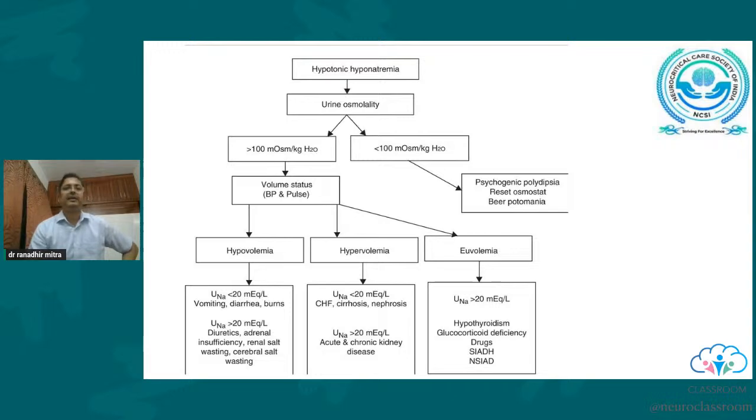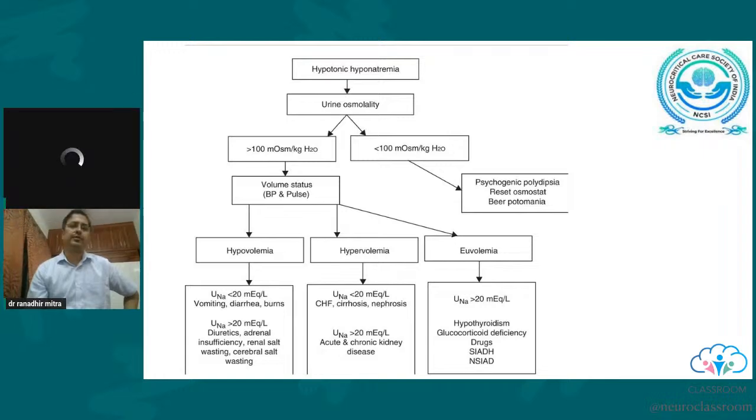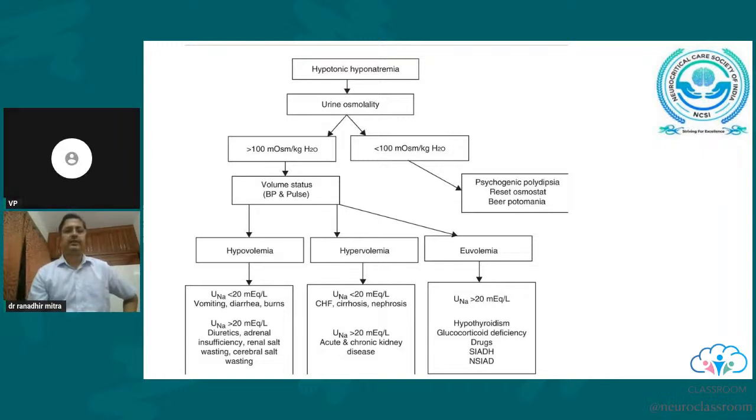But if the kidney is producing concentrated urine, that is hyperosmolar urine in the presence of hypotonic hyponatremia, then we have to look at volume status. If the patient is volume depleted, volume contracted, normally the kidney will try to retain volume and sodium. So the urine sodium is less than 20, and this is a normal action of the kidney. This happens if there is external loss of sodium and fluid, like in vomiting, diarrhea, and burns.